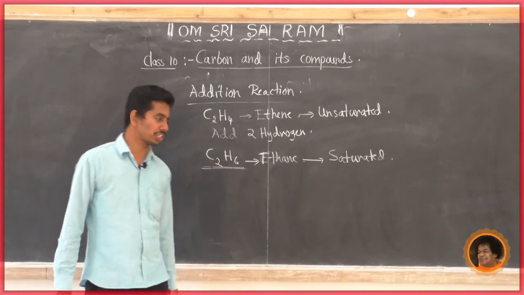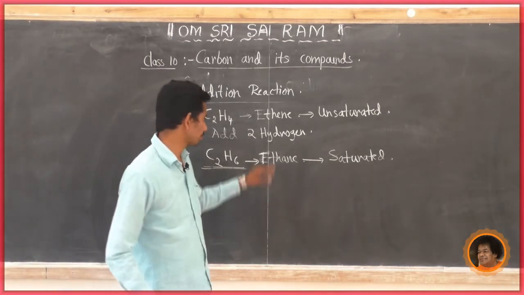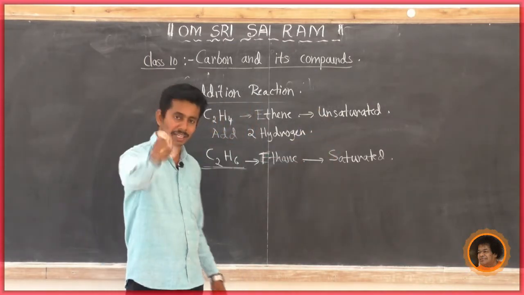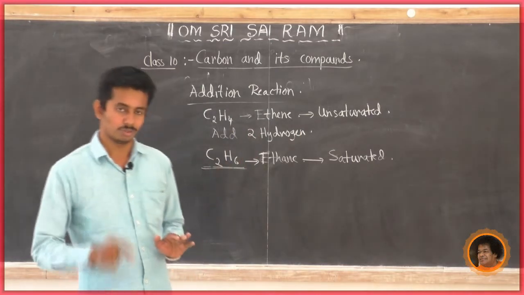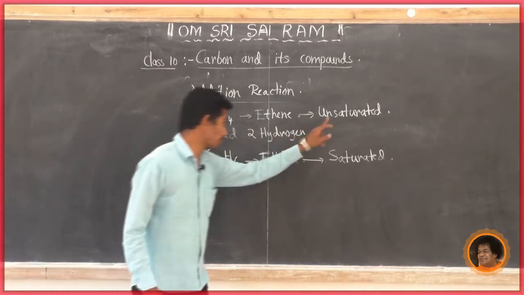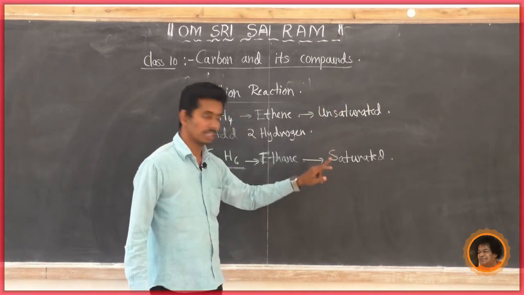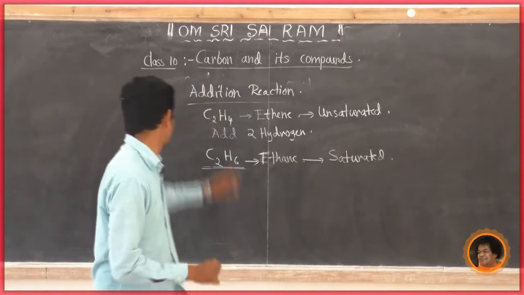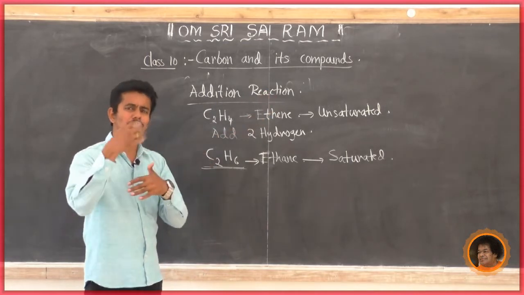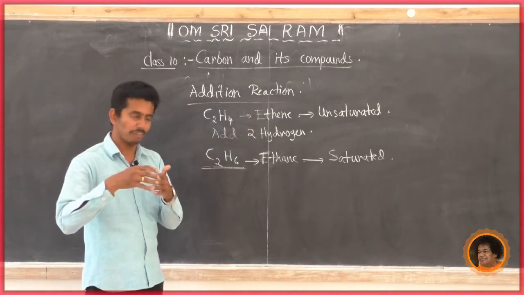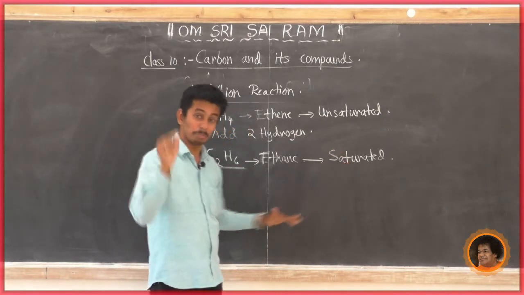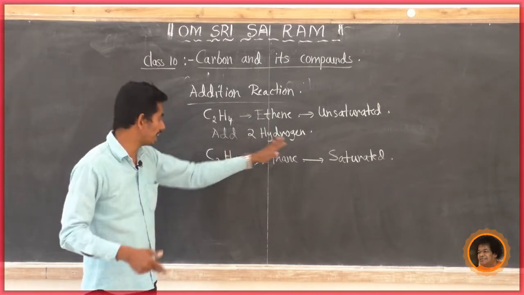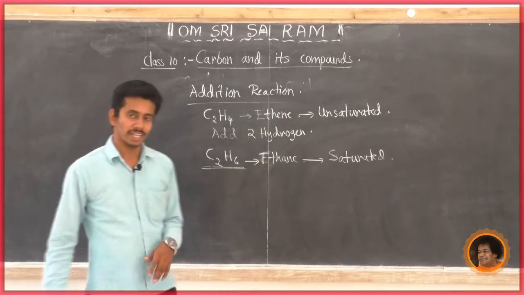Now tell me, what do you mean by addition reaction? Addition reaction means conversion of unsaturated hydrocarbon into saturated by adding hydrogen. Very simple. There is a conversion of unsaturated into saturated hydrocarbon by adding, because it is addition, by adding two hydrogen. It's not always two. By adding hydrogen, this reaction is called addition reaction.